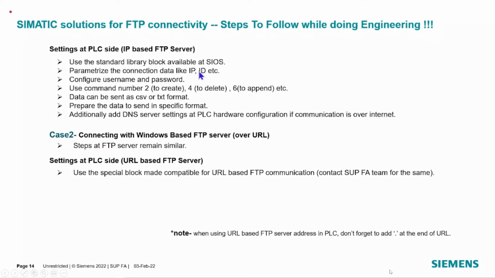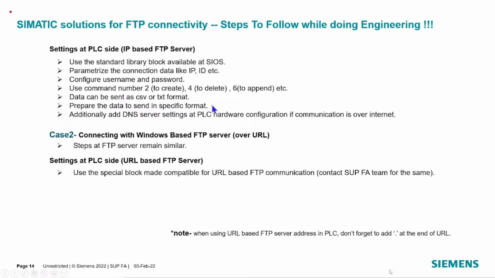If you want to communicate over URL, for example, as I told you, it is possible over IP and also URL, but what is there in COs is communication via IP address. So if you want to check something with the URL address, please be in touch with us. We have a library block which is not published in COs. We can share that one.